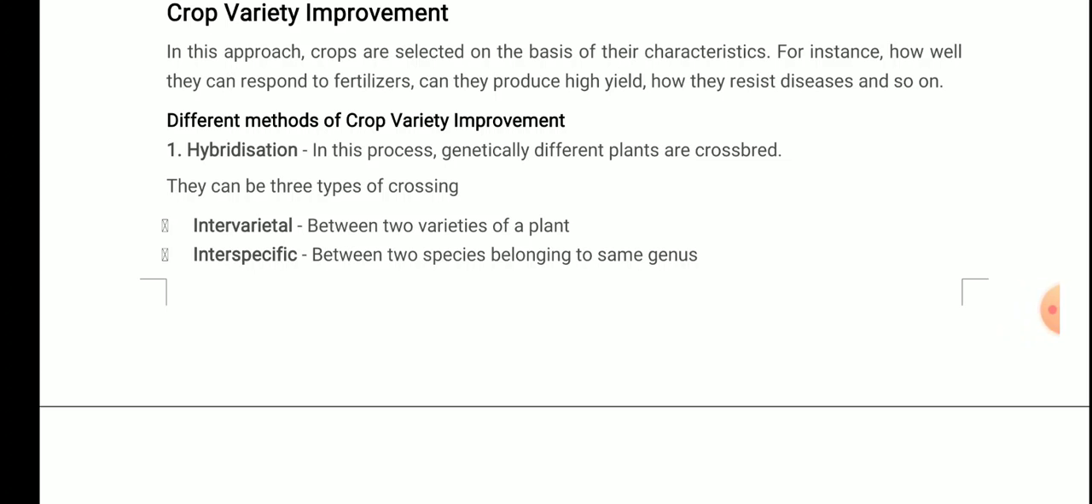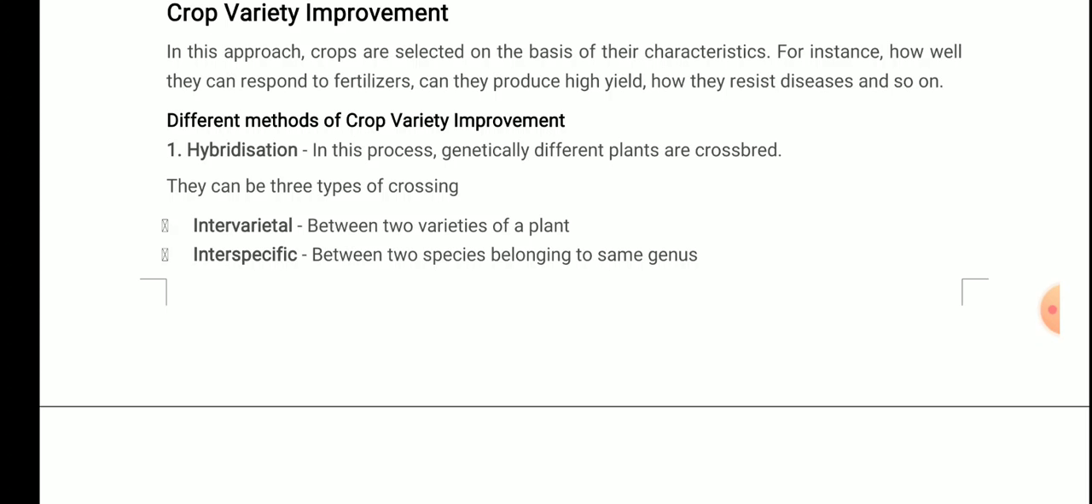So in crop variety improvement, the crops are selected on the basis of their characteristics, and it may be any one. Depending on the conditions, the climate, and the type of crops that you are growing, the character you want can vary. Now, what are the different methods of crop variety improvement?